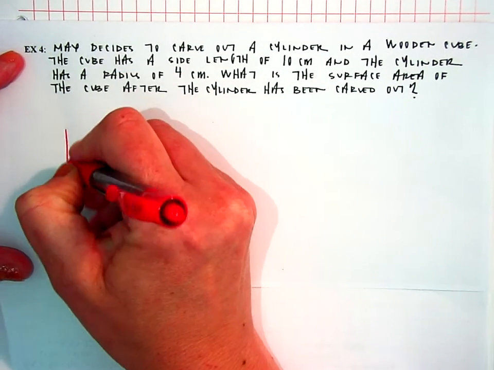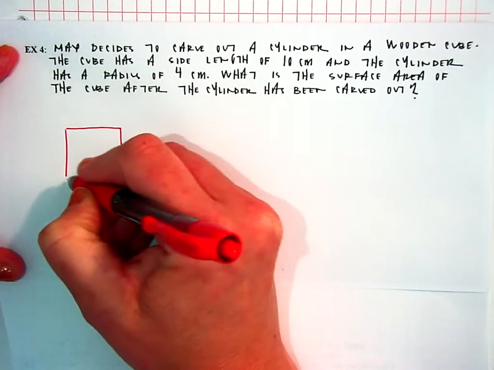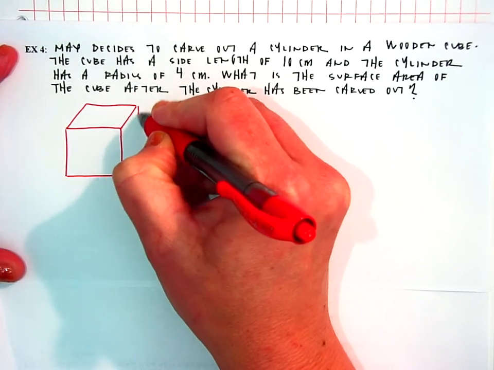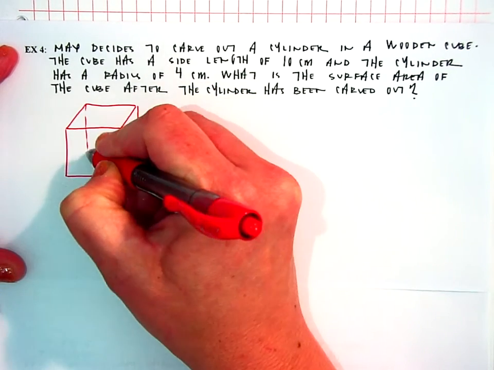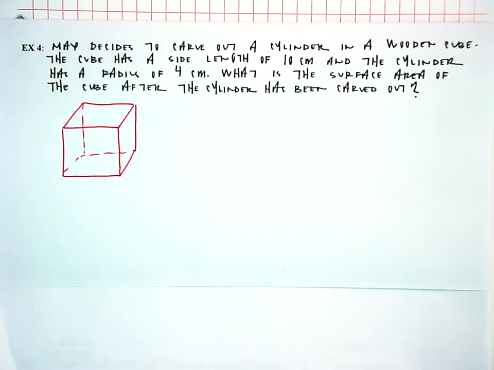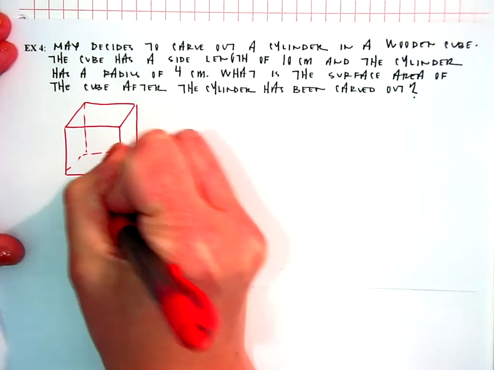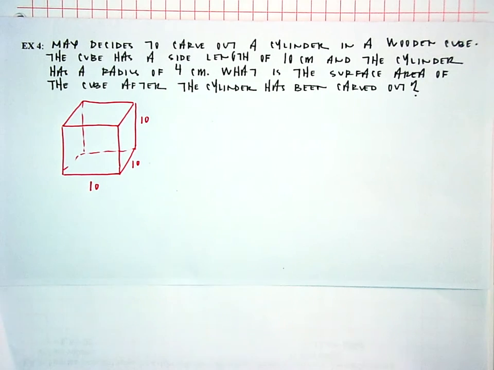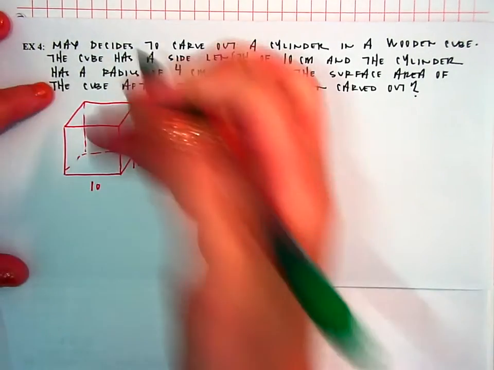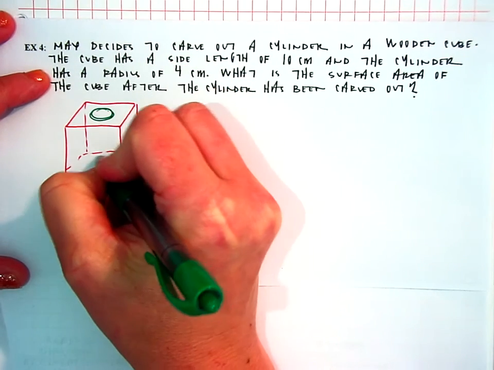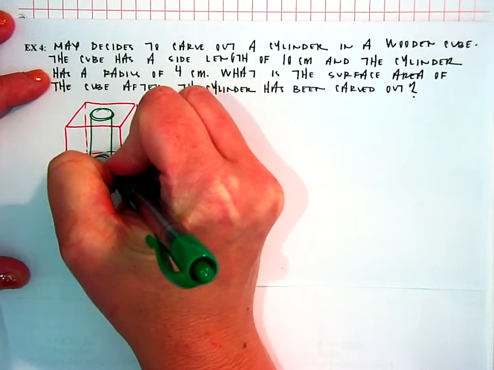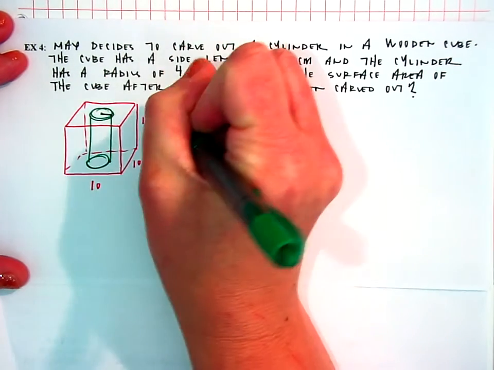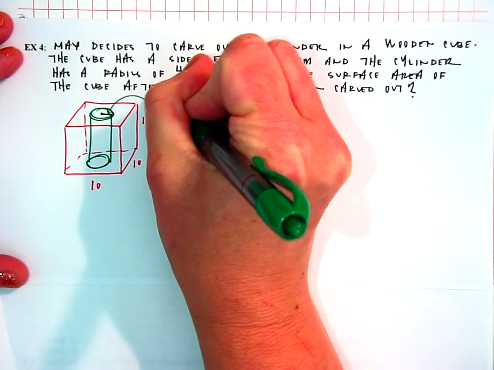Let's draw it. Here I'm starting with my square. Okay, going to add my top and my side and what's in the background. So there's my cube. Each side has a length of 10, so I have 10 for each of these sides. I have a cylinder that is drilled out, so a cylinder here, like so. And we're told that the radius is 4. Not perfectly to scale, but gets the job done. Here my radius is 4.